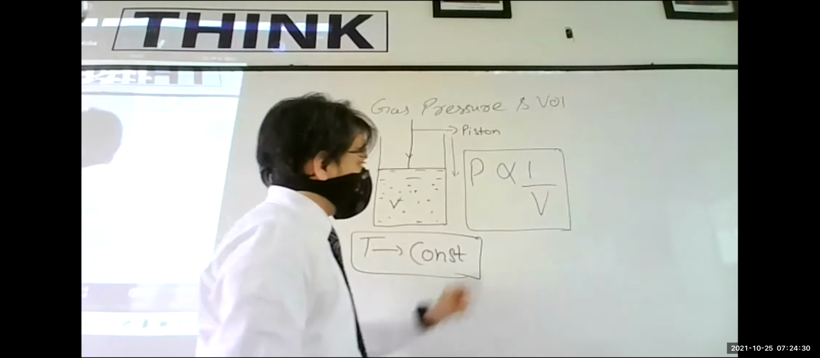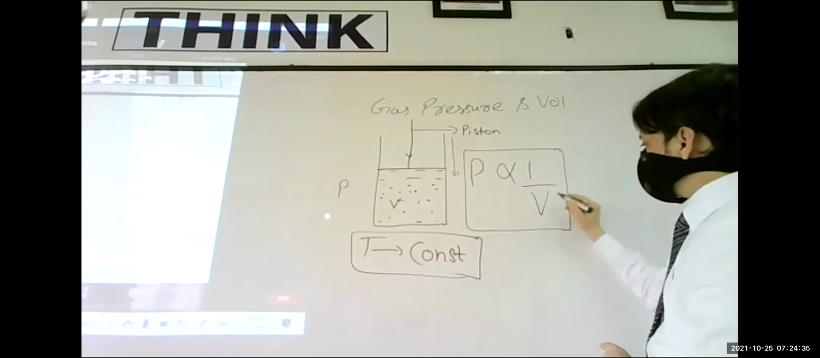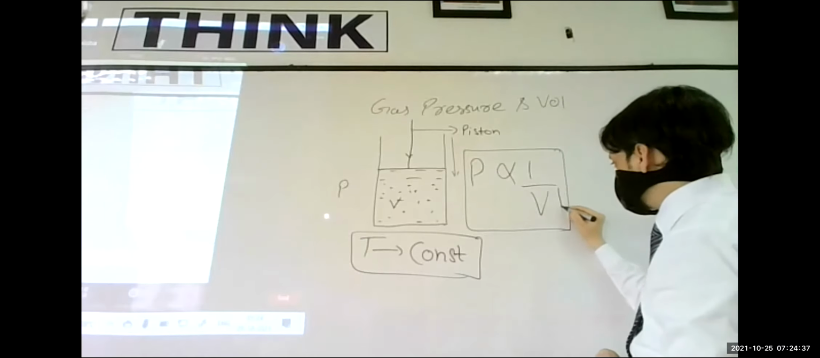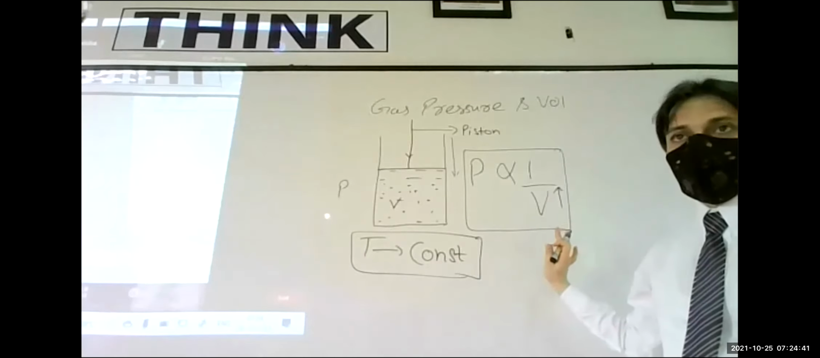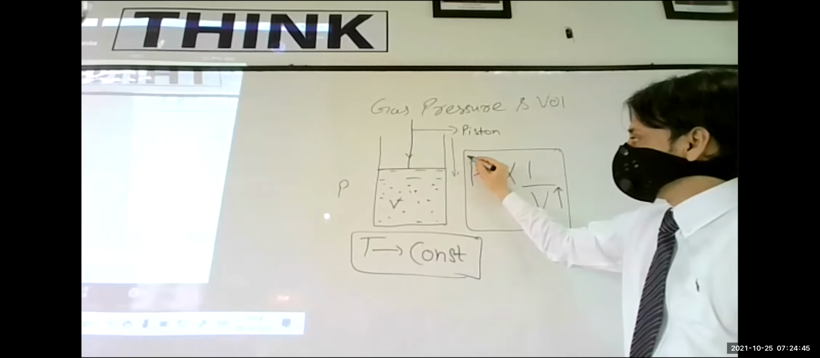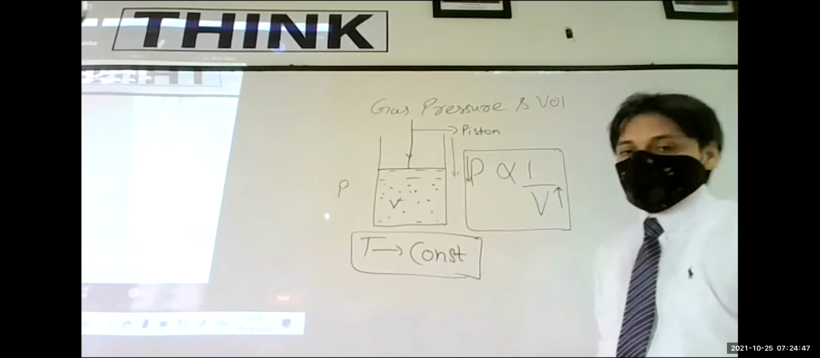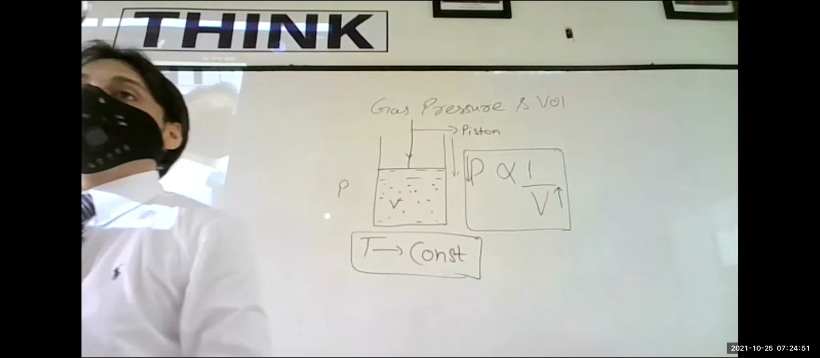So if T is constant, P is inversely proportional to volume. Inversely proportional means, children, if I increase the volume, now here the upward arrow sign means that if I increase the volume, correspondingly the pressure will decrease. So P is inversely proportional to volume.